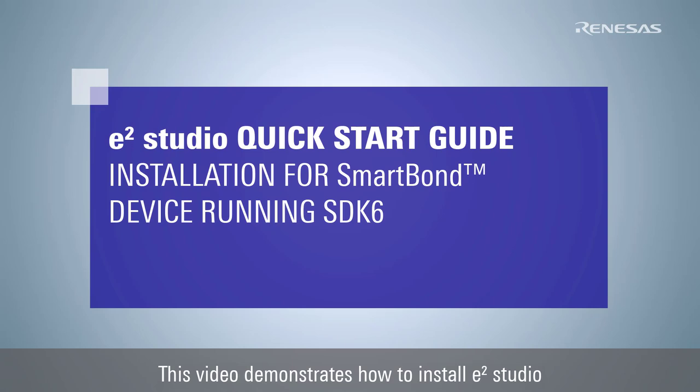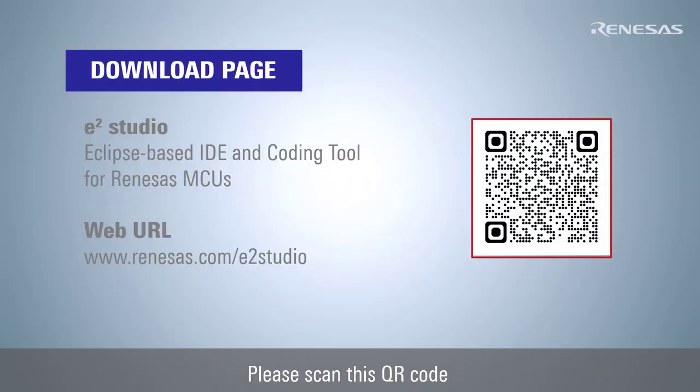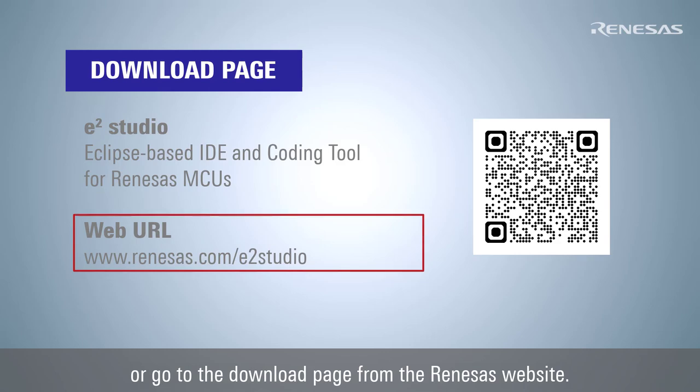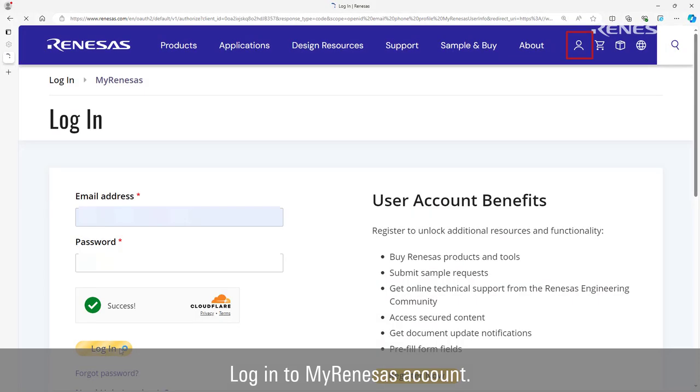This video demonstrates how to install eSquare Studio for SmartBond device running SDK6. First, download the eSquare Studio. Please scan this QR code, or go to the download page from the Renesas website. Log into my Renesas account.